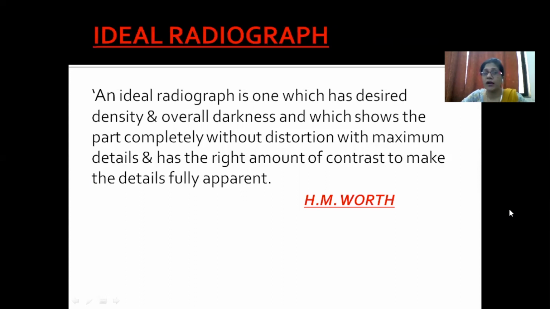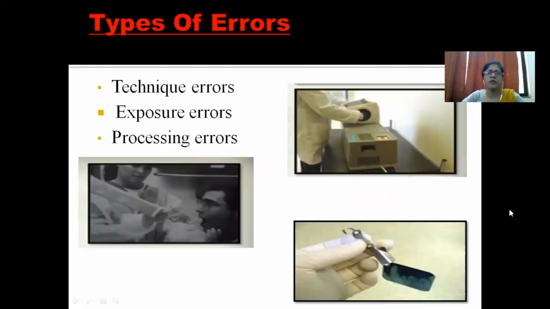And why do we want an ideal radiograph? We already discussed, so that the clinician should diagnose the case clearly, completely, and should treat the case appropriately. Now, there are different types of error. The errors may be because of technical problems, because of exposure, or because of processing.